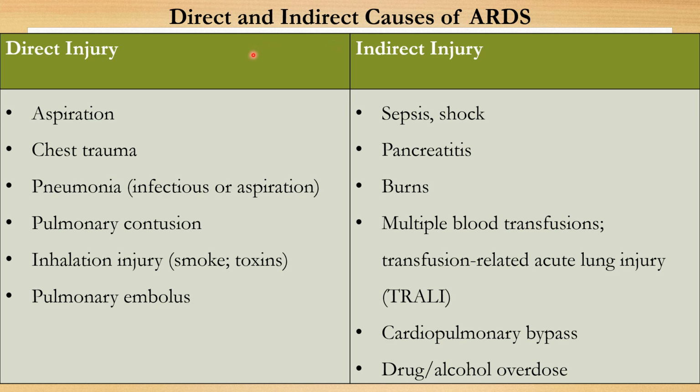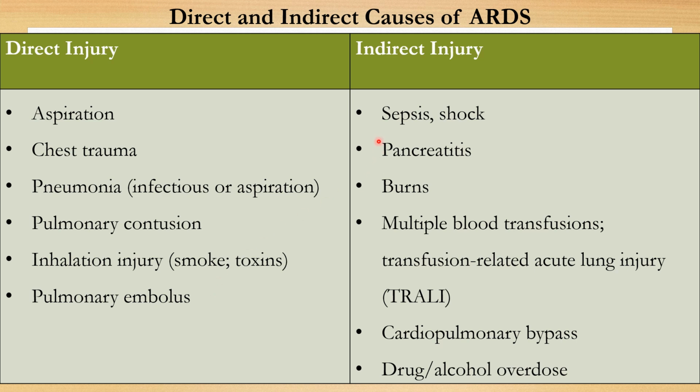The direct injury includes aspiration, chest trauma, pneumonia, which is infectious or aspiration, pulmonary contusion, inhalation injury that includes smoke and toxins, and pulmonary embolus.